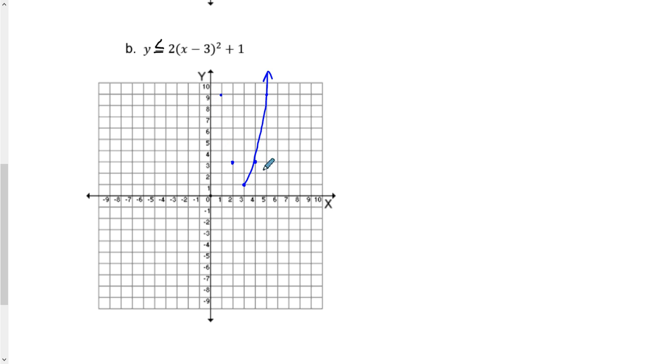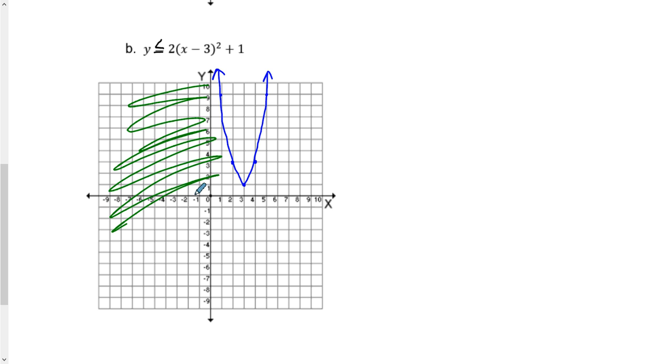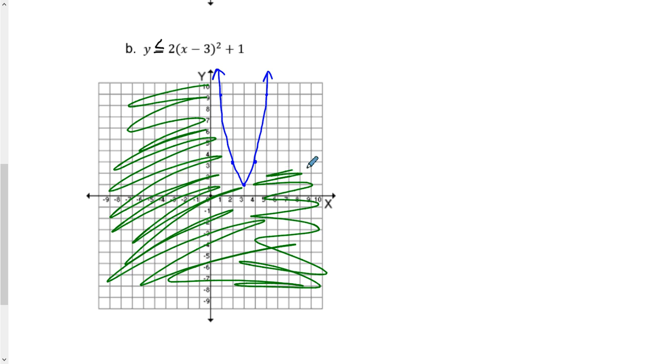I'm just going to do that part. Try and sketch this as best as I can. And then we're going to shade less than this parabola. Well, less than the parabola means everything below it. And this entire part here is below that parabola. A little bit mind-boggling, but fun.